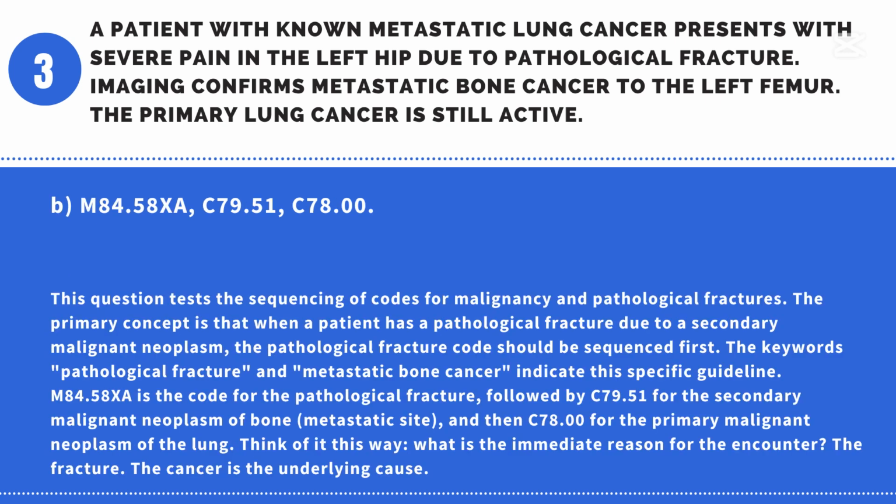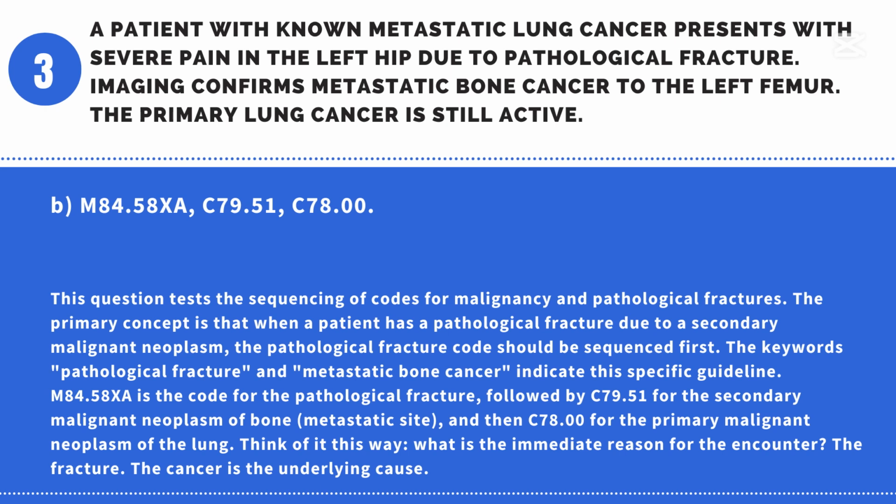Answer: B. M84.58XA, C79.51, C78.00. This question tests the sequencing of codes for malignancy and pathological fractures. The primary concept is that when a patient has a pathological fracture due to a secondary malignant neoplasm, the pathological fracture code should be sequenced first.